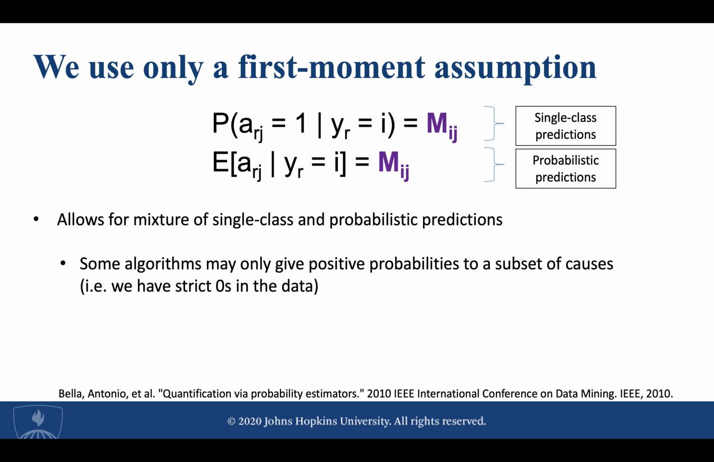Rather than assuming a specific form of the likelihood for the compositional data, we propose to generalize our definition of misclassification and use only a first moment assumption on the expected value of the algorithm prediction conditional on the true class. When we only have single class predictions, this expectation of course can be interpreted as probabilistic, and we recover our original model.